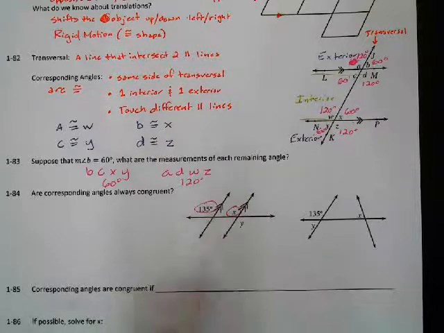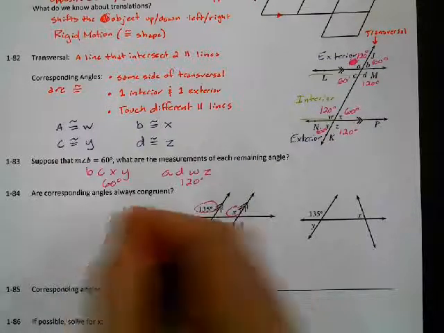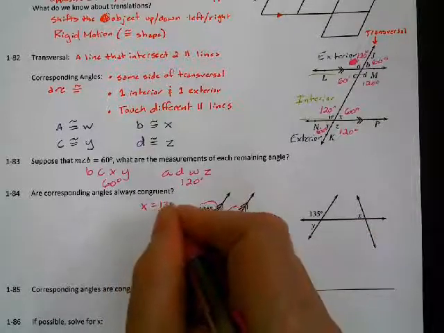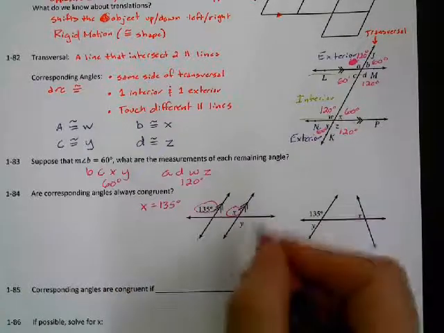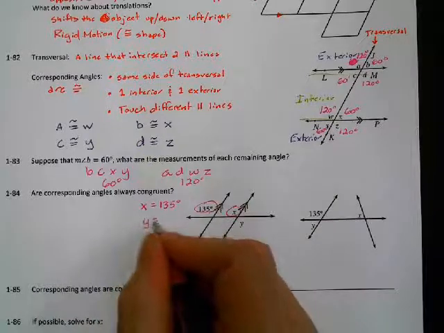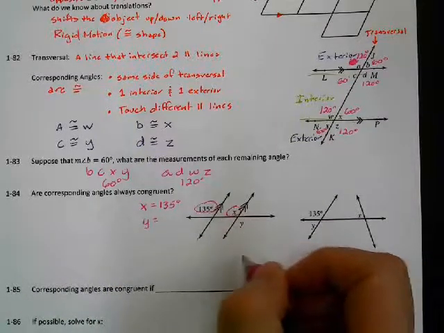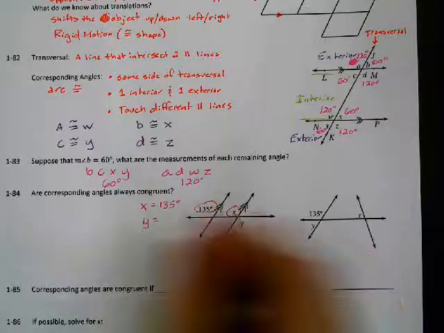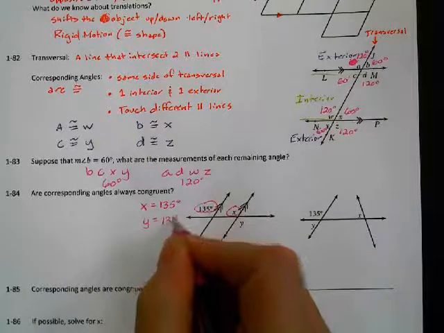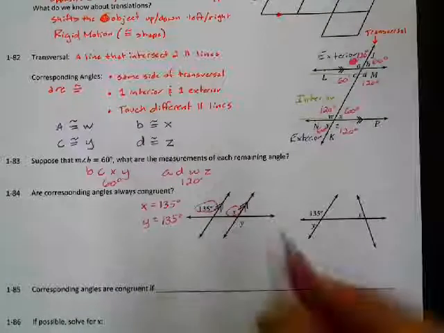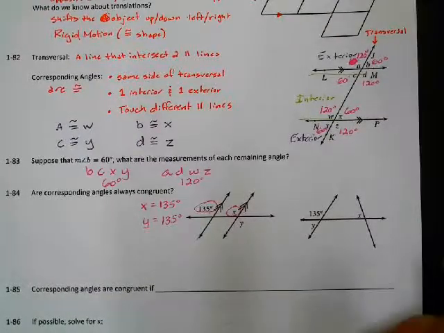So I know that X would have to be 135 degrees. And we could actually solve for Y here and find out that Y is also going to be 135 degrees because of vertical angles here. So that's what we were saying before, is that when we got parallel lines and a transversal, the corresponding angles are congruent. But what if the lines are not parallel?